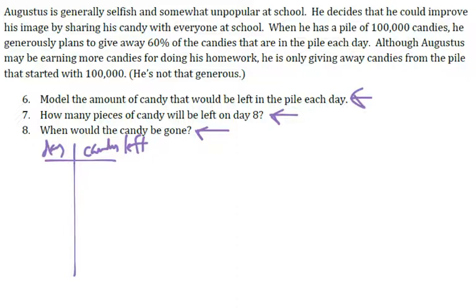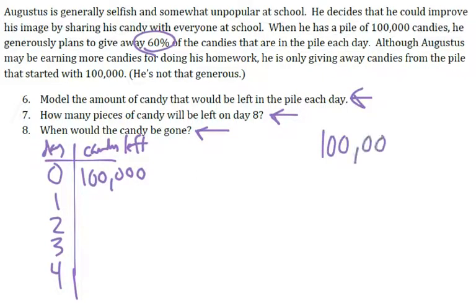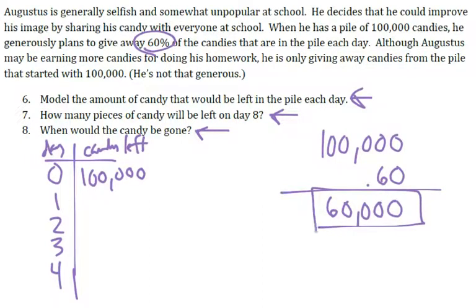So let's take a look at ours. On day 0, he started out with 100,000, right? Then on day 1, 2, 3, 4. So on day 1, he gave 60% of that away. Well, what's 60% of 100,000? To figure that out, you would go 100,000 times 0.60, right? Because when you deal with percents, you have to make them a decimal. And you'd end up with 60,000. That's how many he gave away.